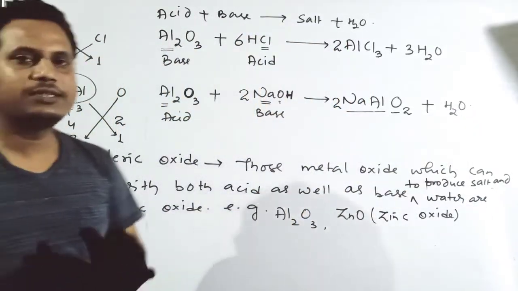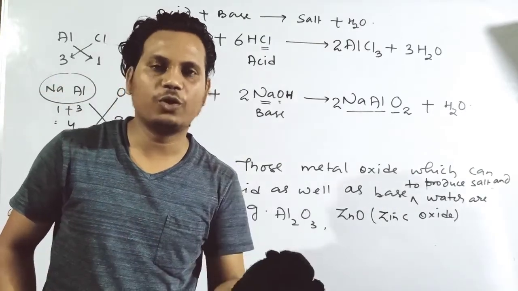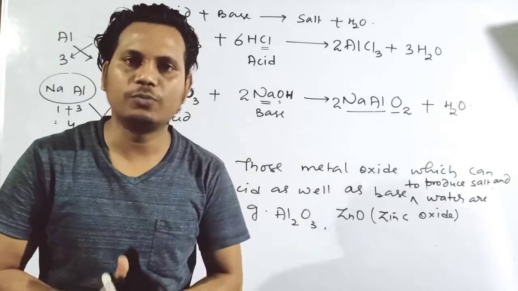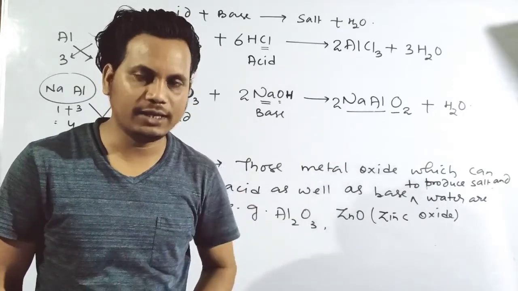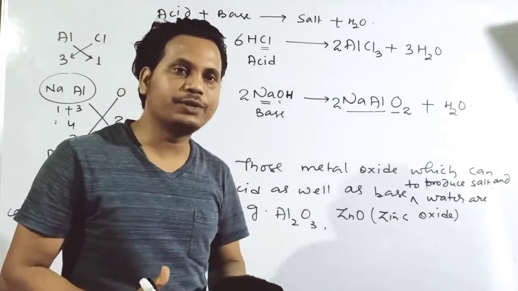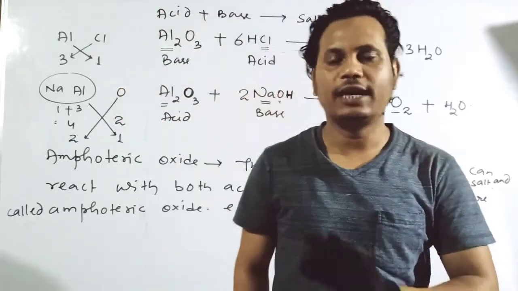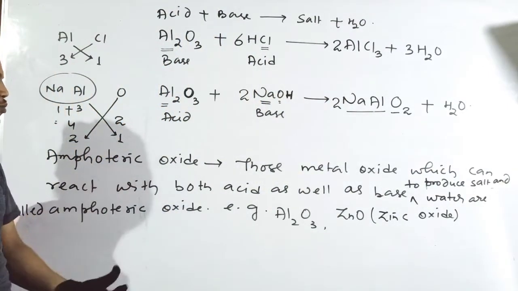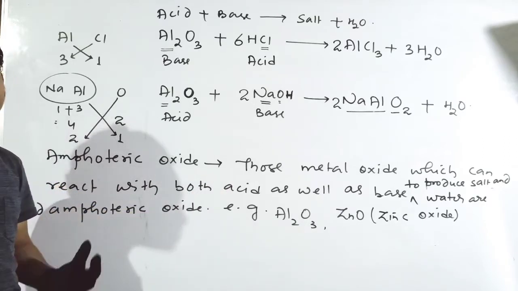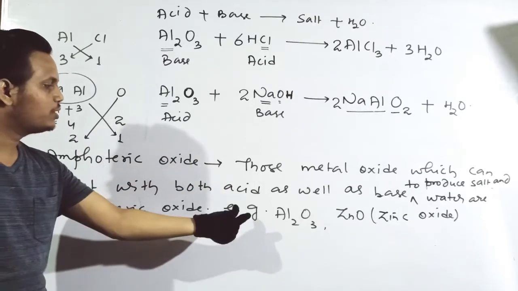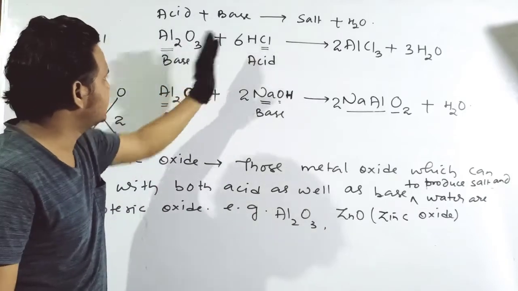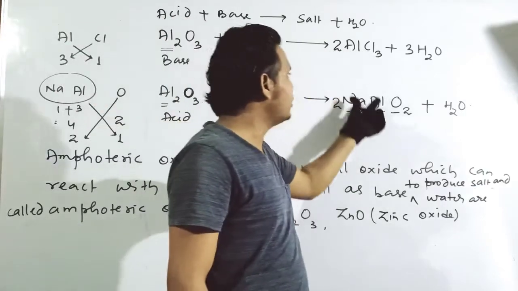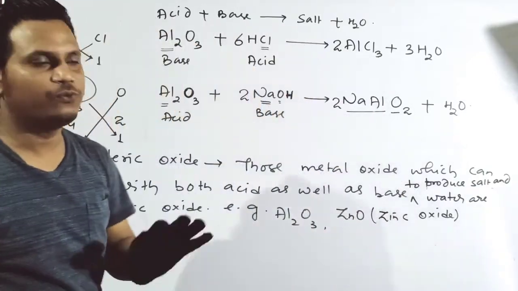So now we have discussed that metals react with oxygen to produce metal oxide. Some metal oxides are soluble in water and form alkali, and some metal oxides can react with both acid as well as base. They are called amphoteric oxide, for example aluminium oxide, zinc oxide. They react with acid as well as base to produce salt and water, and the formula is decided by exchanging the valency.